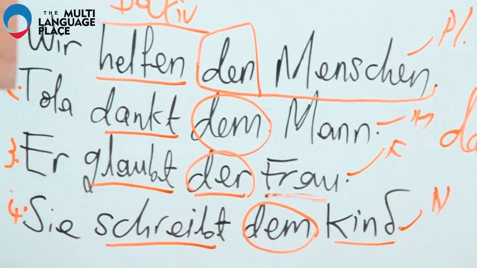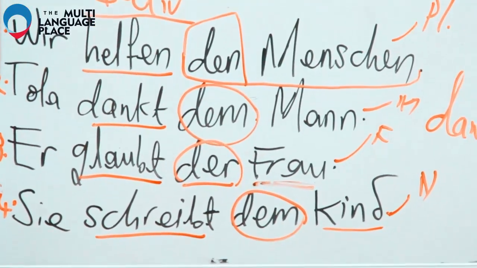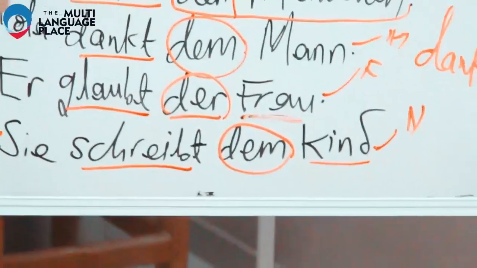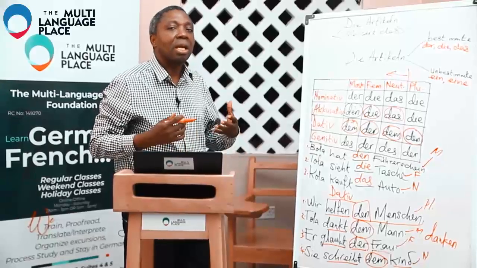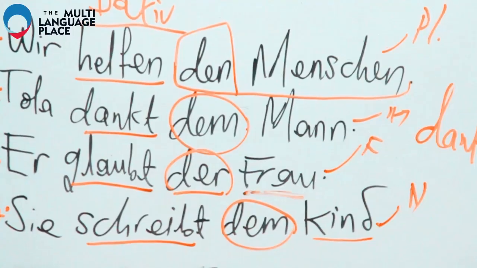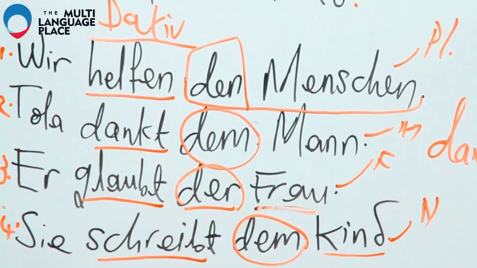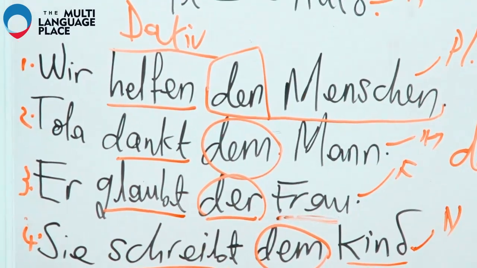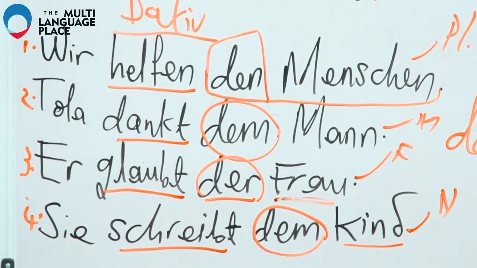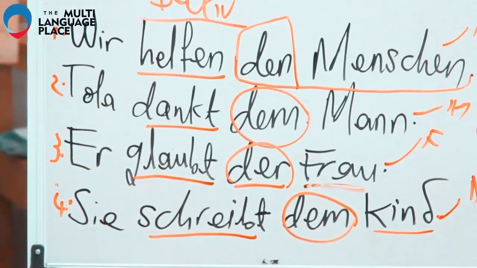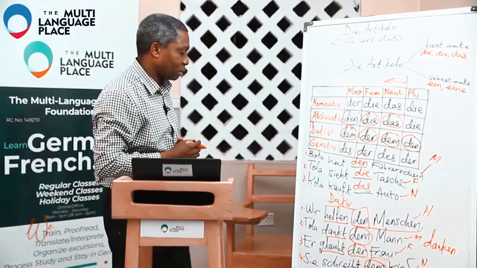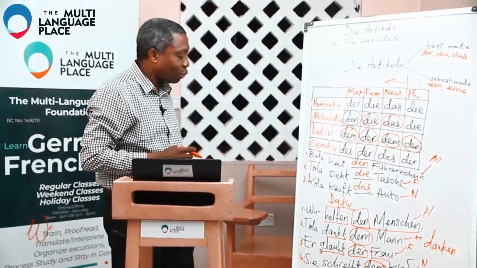She writes to the child. Number 3, glaubt der Frau. He believes the woman. And then number 2, Tola dankt dem Mann. Tola thanks the man. Then number 1, we are helping the Menschen. We are helping the people. So with that, we have the explanation of dative.